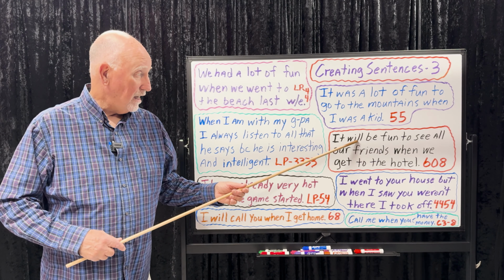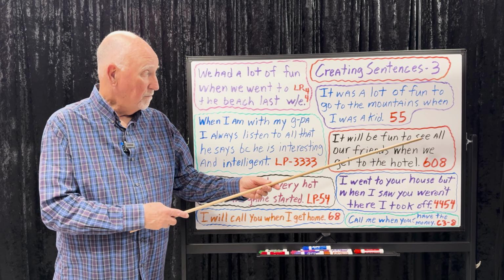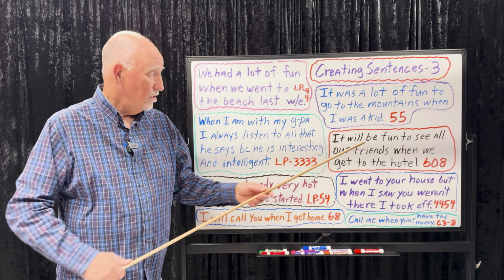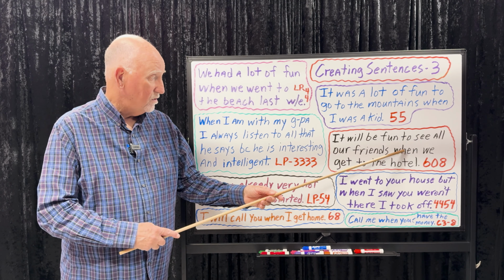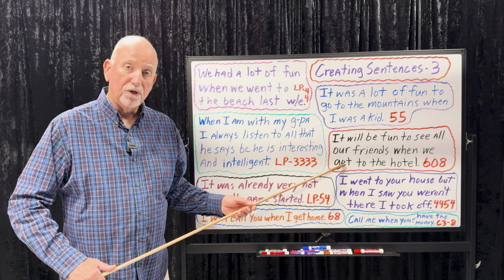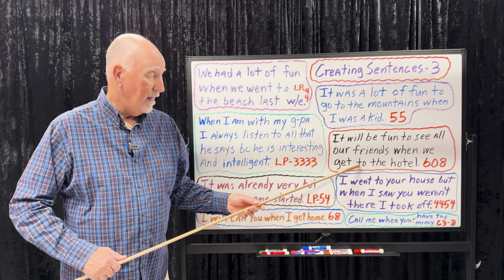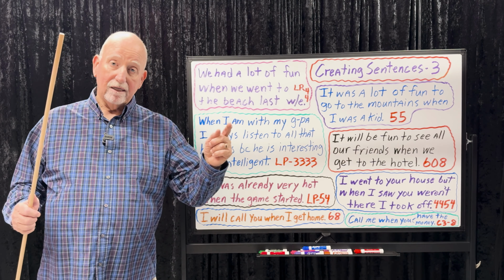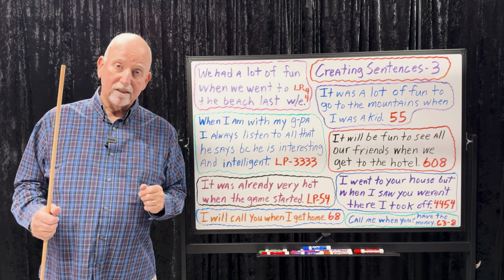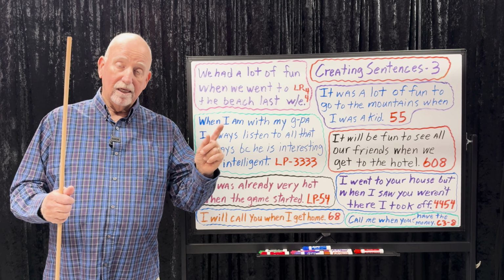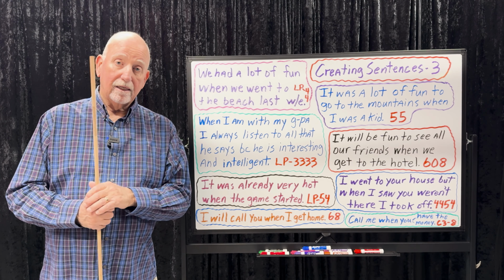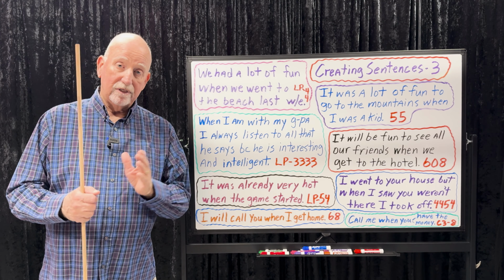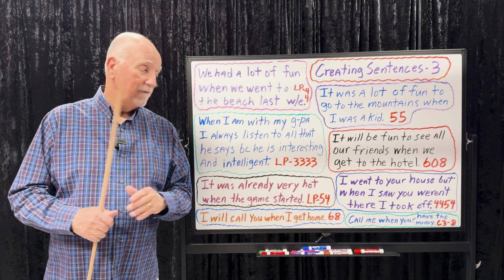So, será divertido ver a todos nuestros amigos cuando lleguemos, G-U-E-M-O-S, al, A plus L contracts. There are only 2 contractions in Spanish. A plus L gives you al, and de plus L gives you del. That's L without the accent.